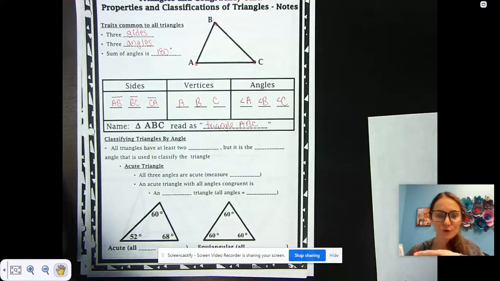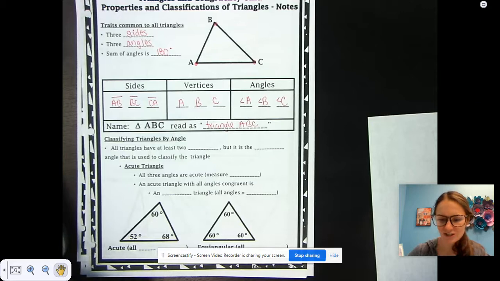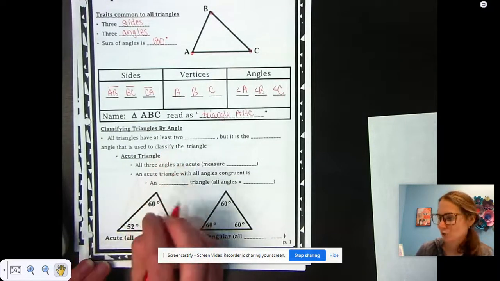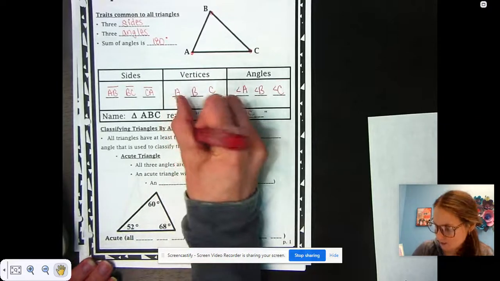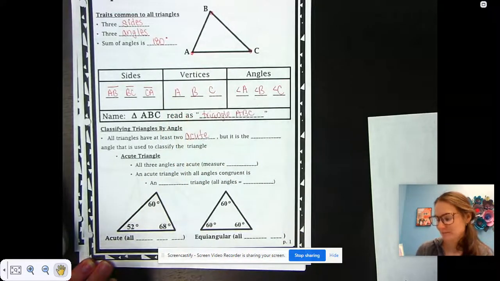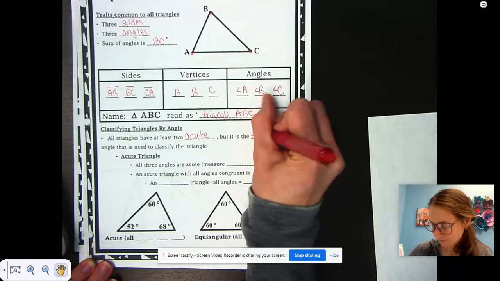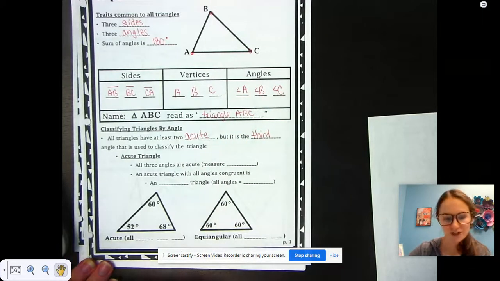Okay, and now we're going to get into classifying triangles by their angles. The ones we're going to go over are acute, obtuse, equiangular, which is all three angles the same, and then our right. So we'll go through each one there so you know what they are. First one up, all triangles have at least two acute angles, that means smaller than 90, but it is the third angle that is used to classify the triangle.